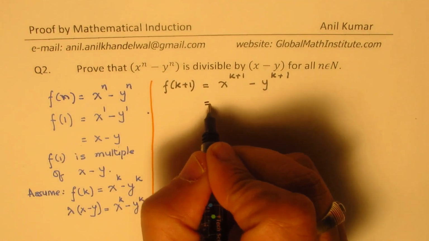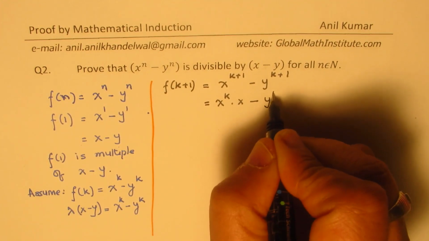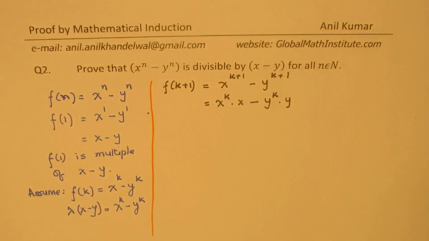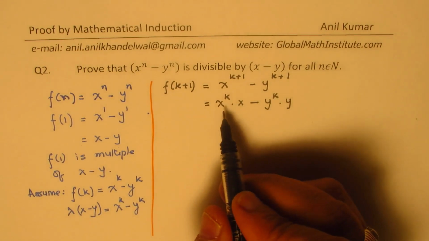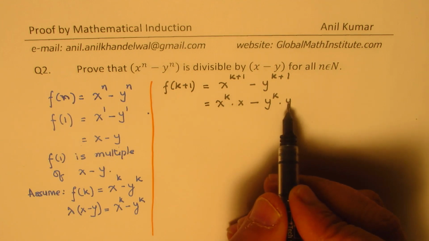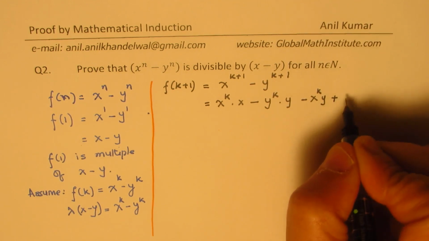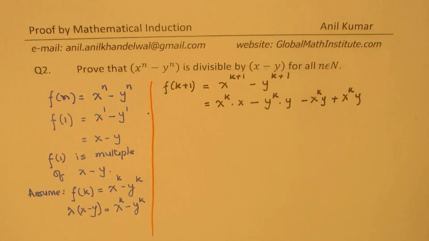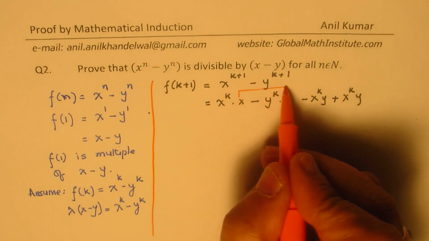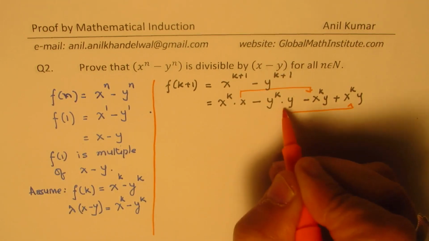Now that can be written as x to the power of k times x minus y to the power of k times y. Now to prove this, we are adopting a different strategy this time. We are adding and subtracting a term which will involve x to the power of k and y. So we'll subtract x to the power of k times y, and we'll also add x to the power of k times y. So that makes really no difference. Now, if I combine these two terms and these two terms, then what do I get?